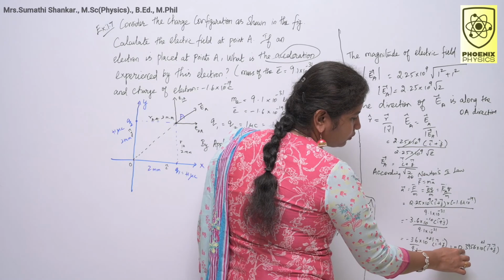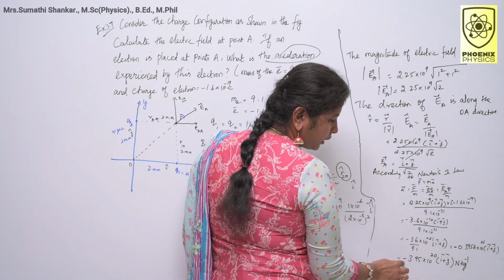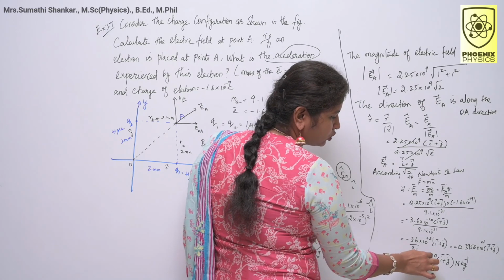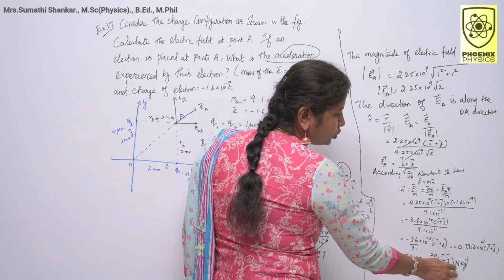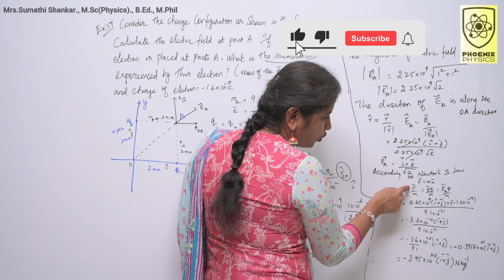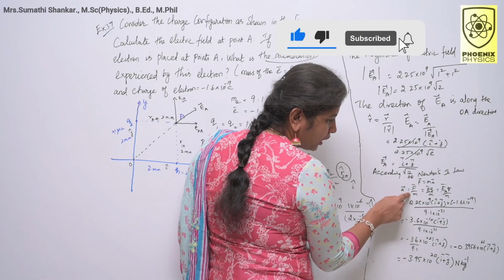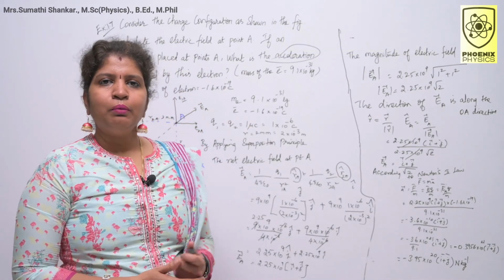Suppose you move the decimal to this point, you get the answer as minus 3.95 into 10 to the power of 20 (i vector plus j vector). Unit is Newton kilogram minus 1. How do you write this unit? For force, unit is Newton. For mass, unit is kilogram. So you can write Newton kilogram power minus 1.